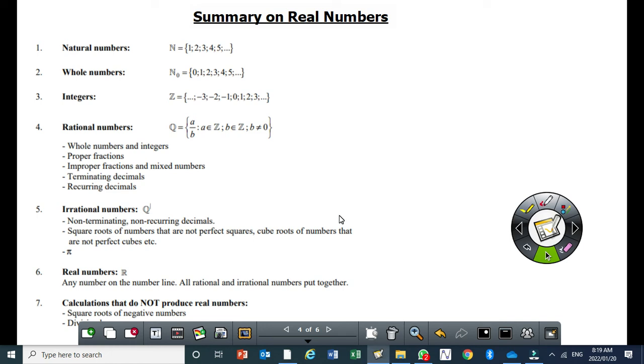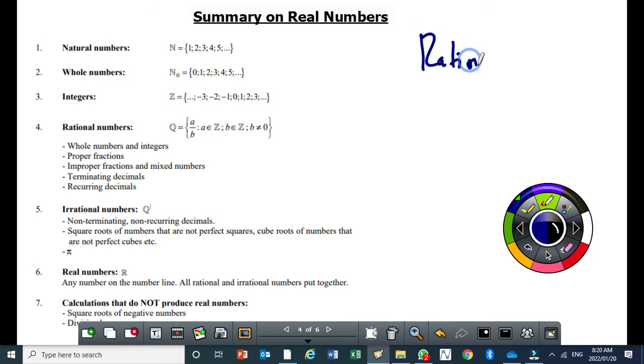Okay, so yesterday I introduced the real number system and I discussed the different types of real numbers. And I told you that there are two main groups of real numbers, that is rational numbers and irrational numbers, right? Now, your rational numbers are denoted by a capital letter Q.